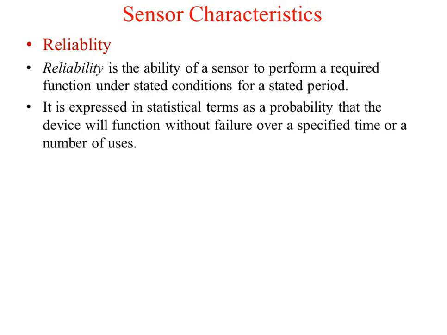It is expressed in statistical terms as a probability that the device will function without any failure over the specified time or number of uses. When I say you can use a particular bulb, I'll take the example of a bulb. A bulb is an output device. When you pass electricity, it will light. That light is given to you, and it is stated that it will work for 1000 hours. Let us consider that it will work for 1000 hours.